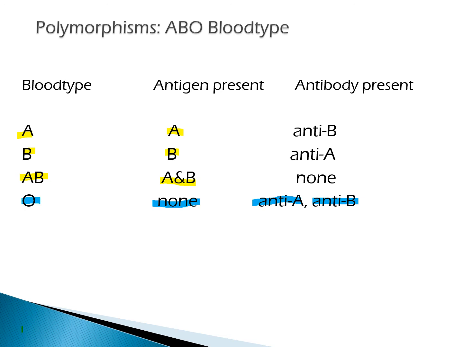AB, the universal receiver. Can type A take O? Yes. Can type B take O? Yes. Can type AB take O? Yes. All right, so that's just a practical little part of all of this, right?